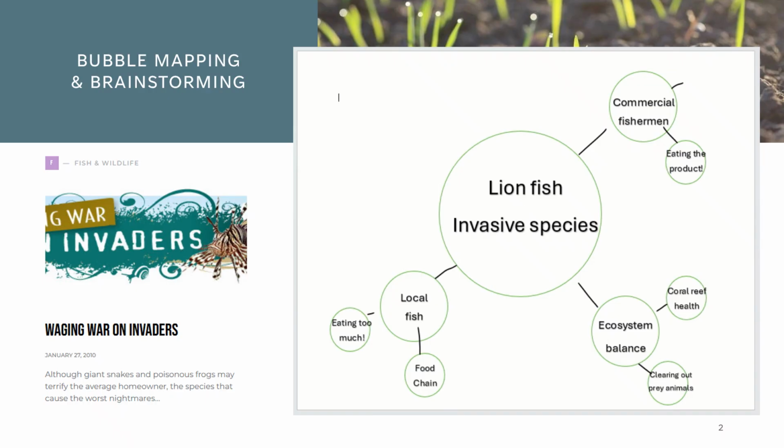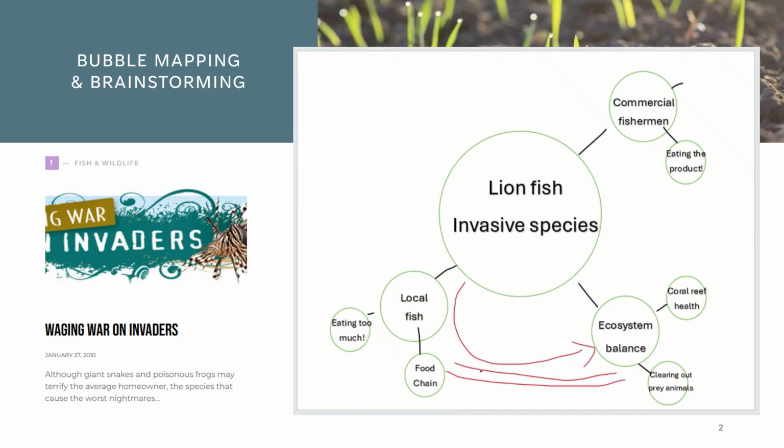Now, from here, we want to try and consider where some things are connected, so see if there's any overlap. For example, over here on our local fish arc, we've got the local fish and the food chain. This very much connects over here to this idea of ecosystem balance. That could be a big deal because they're clearing out prey animals. So we may end up finding that this leads to this.